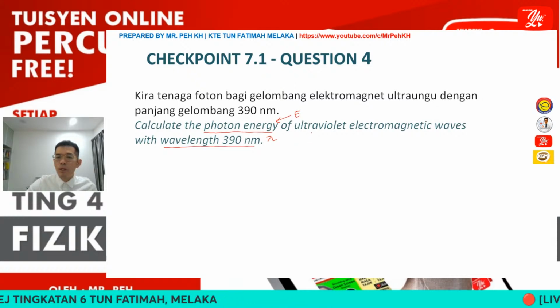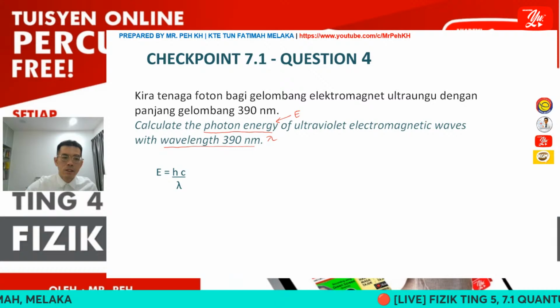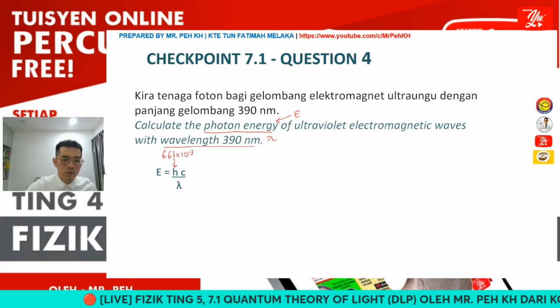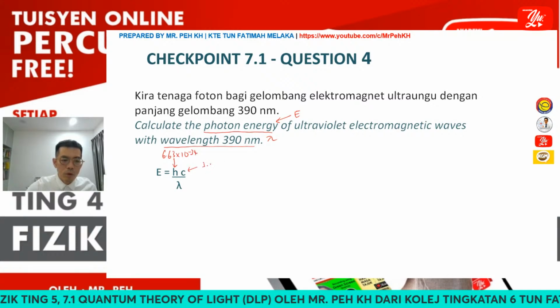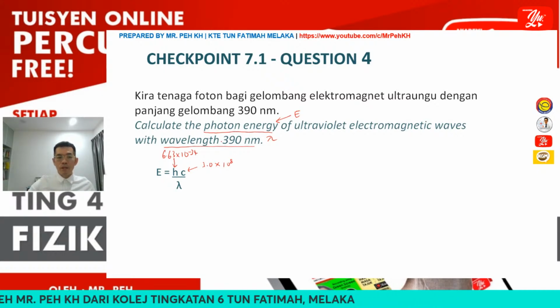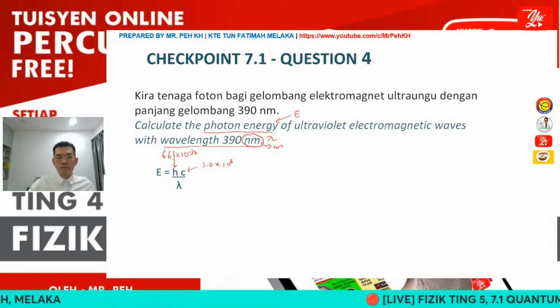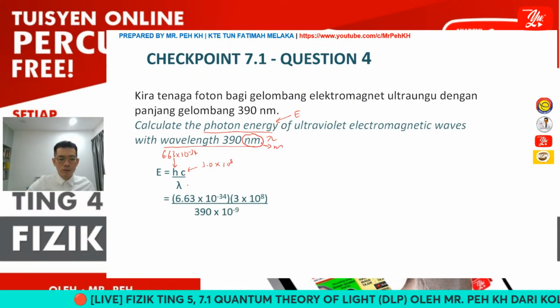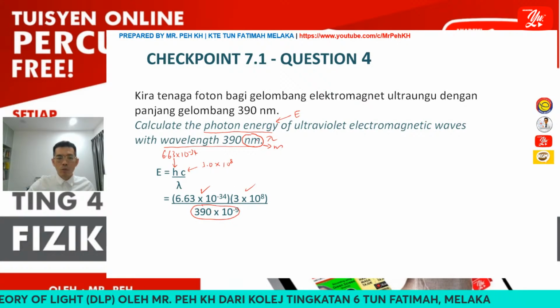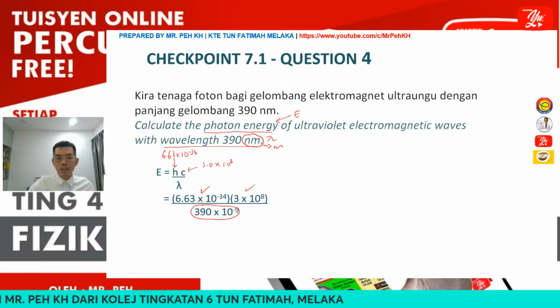Okay, so which formula are you going to use? The formula will be this, where the H value is fixed at 6.63 times 10 power negative 34. C will be 3.0 times 10 power 8 meter per second. Okay, so please ensure that you change your wavelength unit from nanometer to meter because the units for H and C are in SI unit. Okay, so here substitute all the values and change your 390 nanometer to meter, which will be times 10 power negative 9. So you'll get your answer in SI unit.